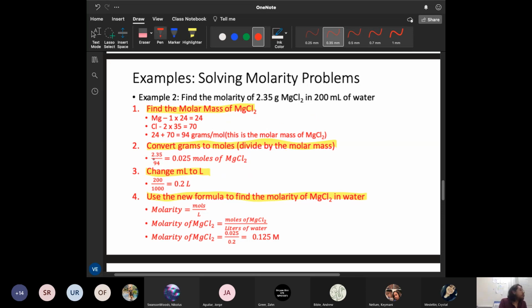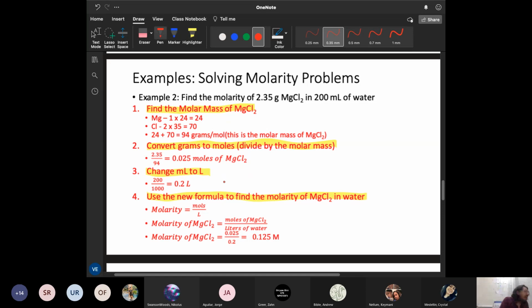So what do we do? 2.35 divided by 94 will equal 0.025 moles of magnesium chloride. So we have our moles now of magnesium chloride. It's important because it's molarity, so we need to have moles. The next step is easy. Changing 200 milliliters of water to liters, divide by 1,000, you get 0.2.